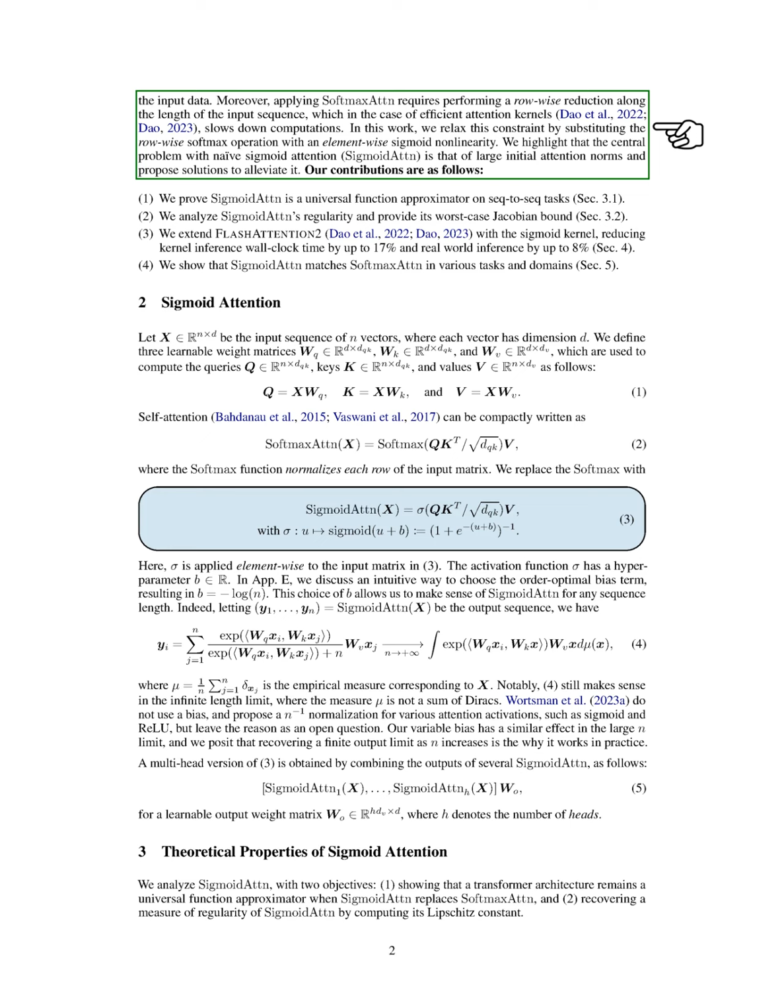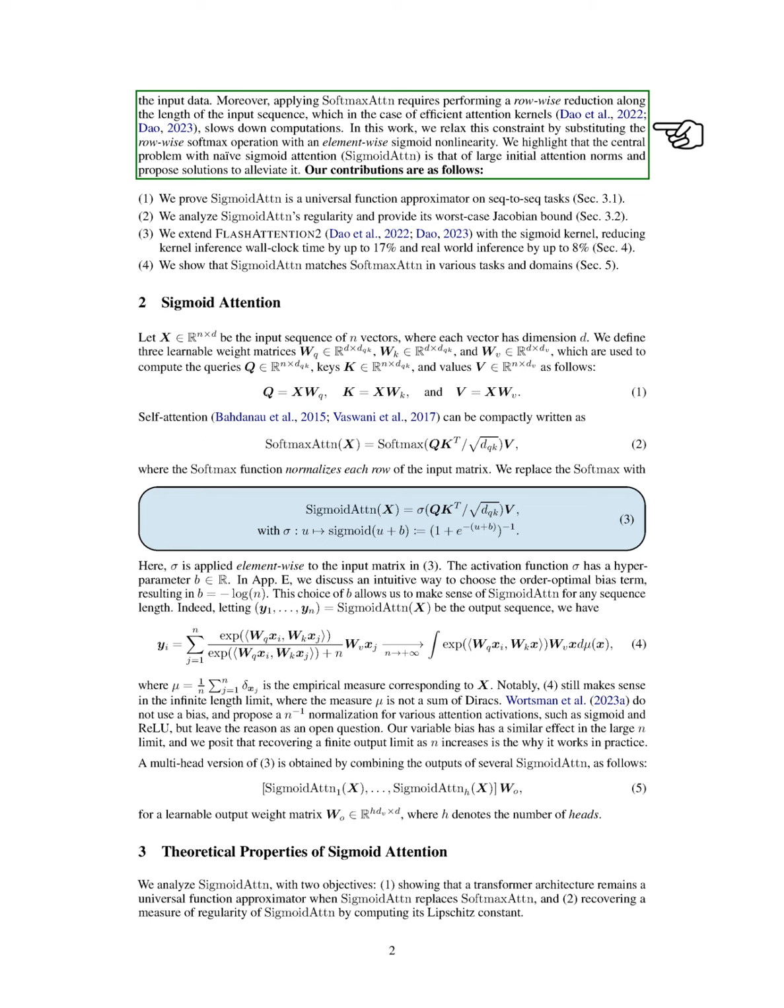We identify a key challenge with this naive sigmoid attention: it can produce large initial attention values. We suggest solutions to mitigate this problem. Our contributions include proving that our sigmoid attention method is a universal function approximator for sequence-to-sequence tasks, analyzing its regularity, and providing a worst-case bound for its Jacobian.